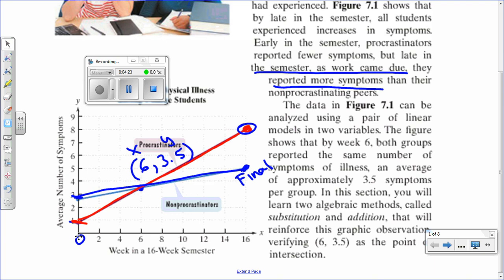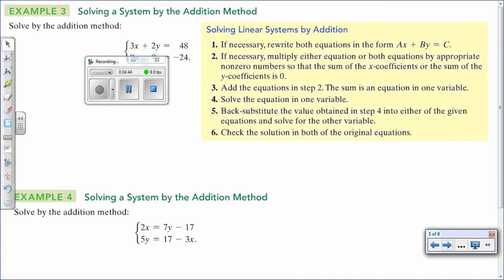So anyways, by week 6, they have about the same reported symptoms, right? So at that point, they have the same amount. It was right here, approximately. And so that will be called the point of intersection. Now let's go ahead and start solving some of those problems.